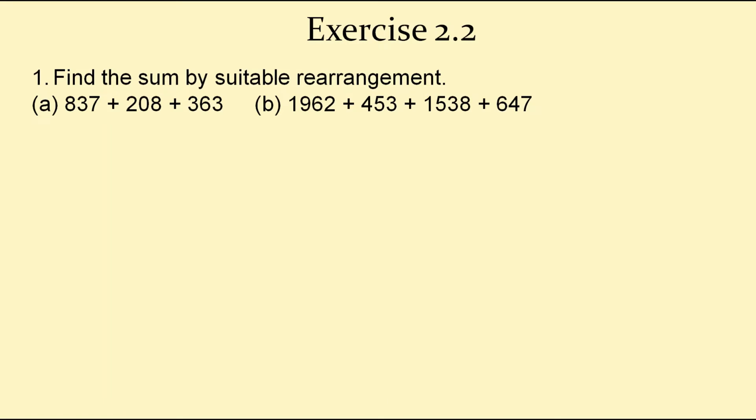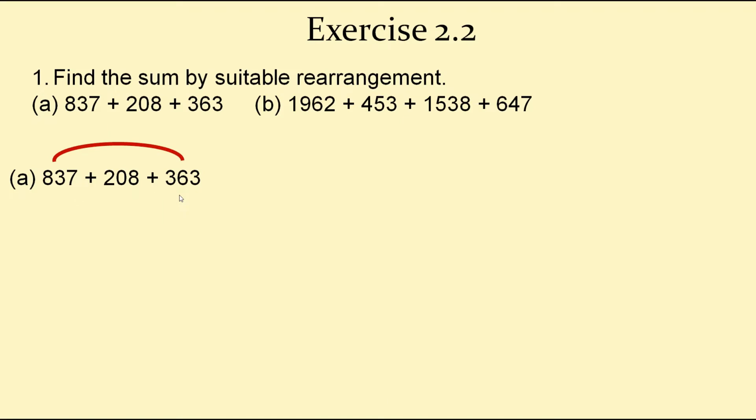Okay, so let's start. Here this is the first equation. 837 plus 208 plus 363. If you look carefully at the question, you will understand that this number has 7 in its unit place and this number has 3 in its unit place. When we add these two numbers, we will get the answer multiple of 10 because 7 plus 3 is equal to 10. So we will make group of these two numbers.